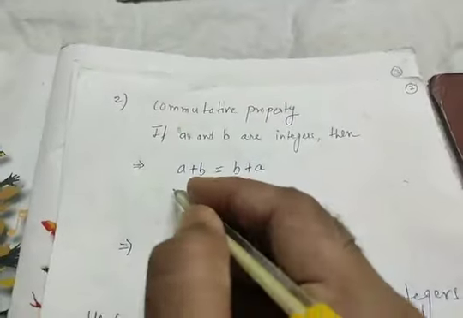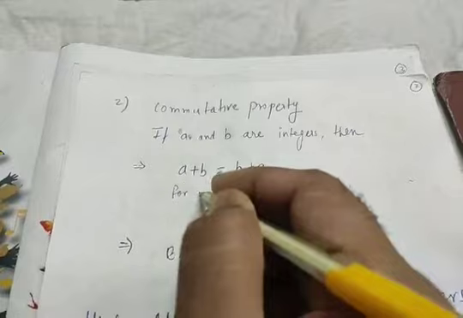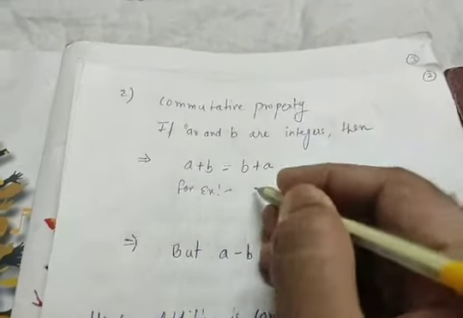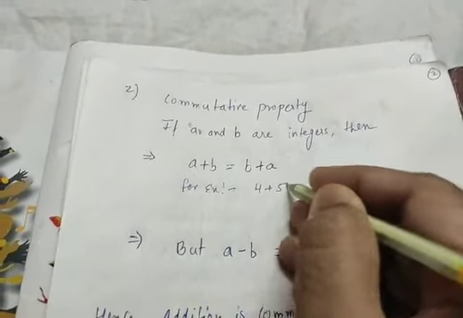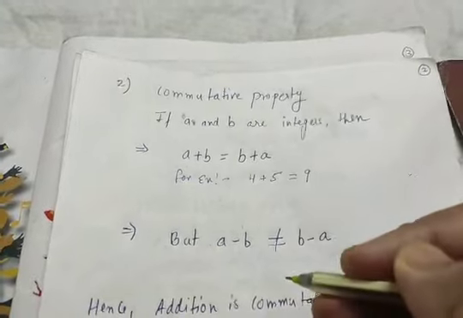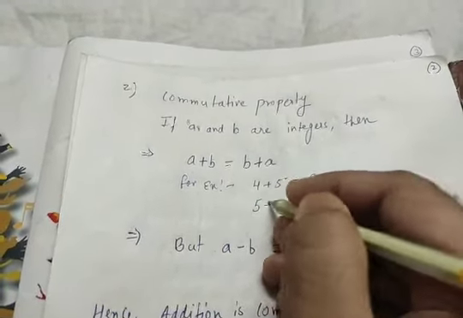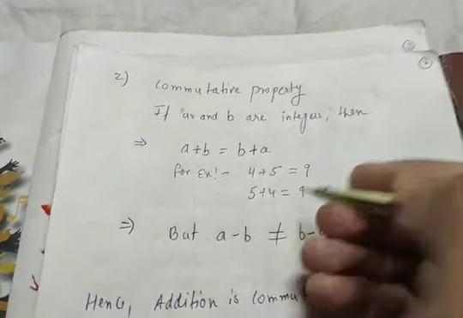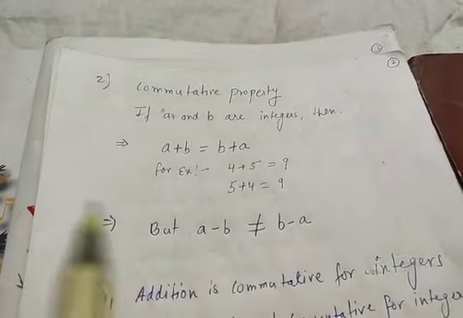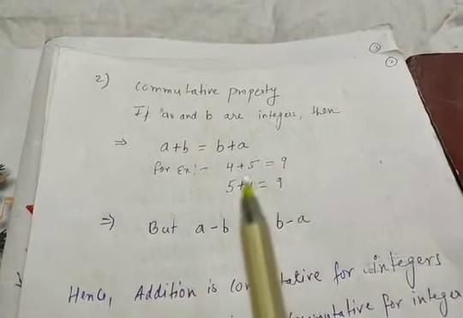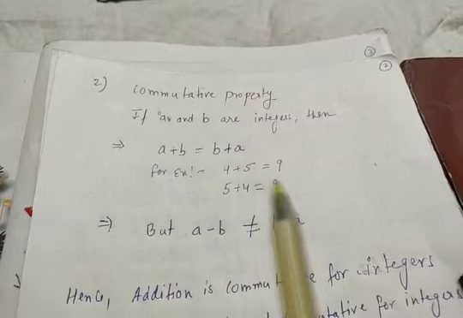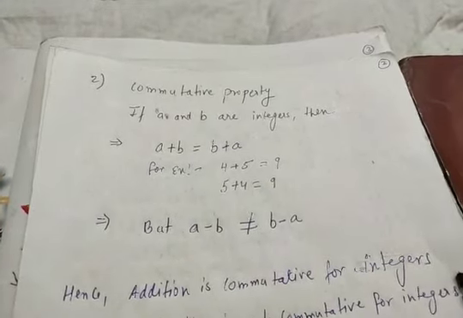For example, suppose 4 plus 5 is coming 9. Or I can write 5 plus 4, that is also 9. So that means I can add integers in any order, either 4 plus 5 or 5 plus 4. The sum is coming 9.